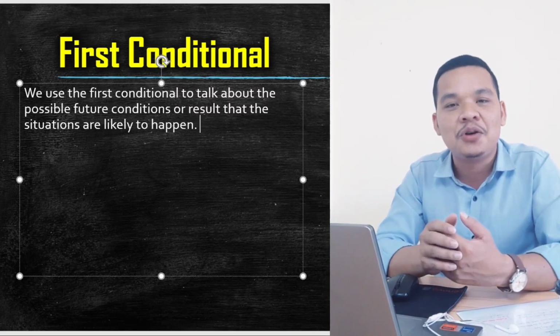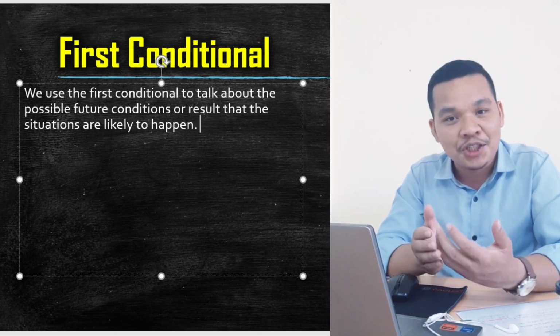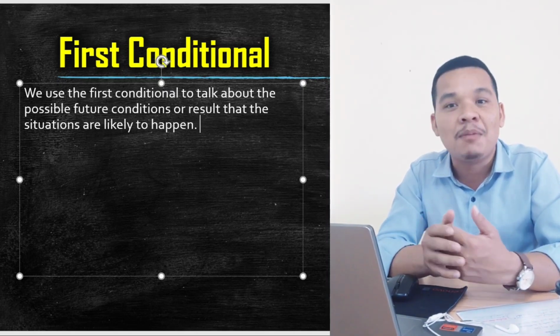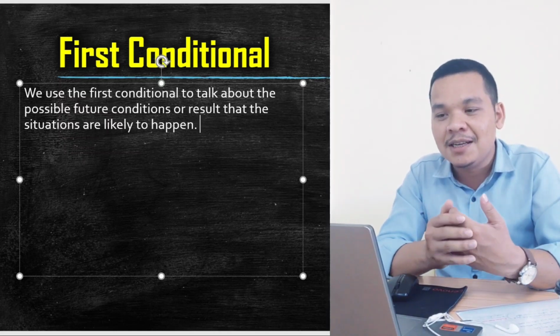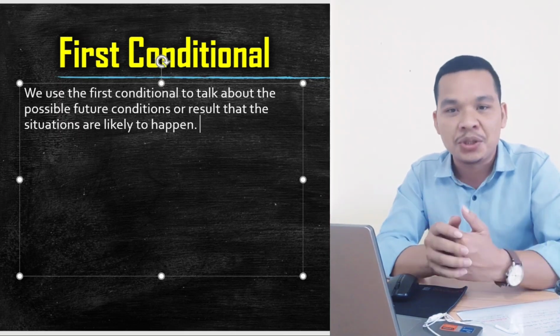But first conditional is what we predict. It means intention, you know. We talk about possibilities, and the first conditional is just to talk about that type of situation.